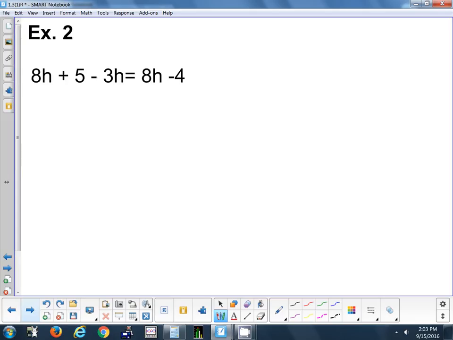All right, example 2. This one's definitely, I'd say, one step harder than the last one. But I don't think it's anything you haven't really already done in last night's homework. Kaylee, do you see what I'm going to have to do in this problem that I didn't have to do in the last problem?